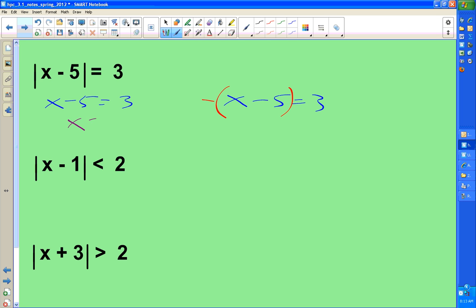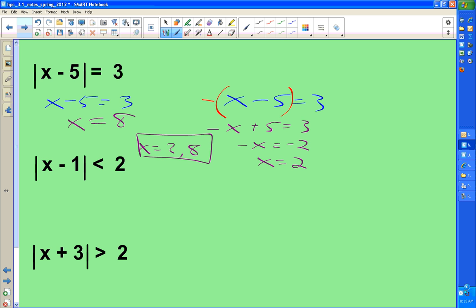So when we solve this, we get x equals 8. When you solve this, and then the best thing about them, when it's an equation, just plug it back in and you can check it. So your solution here is x equals 2 comma 8. It's not an inequality, so we don't use interval notation.